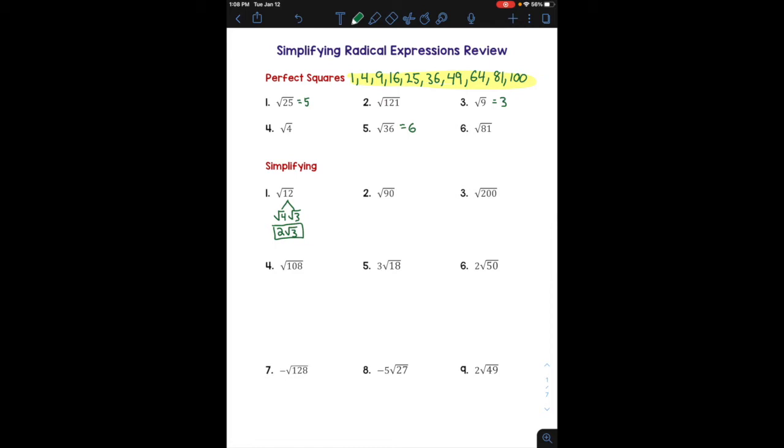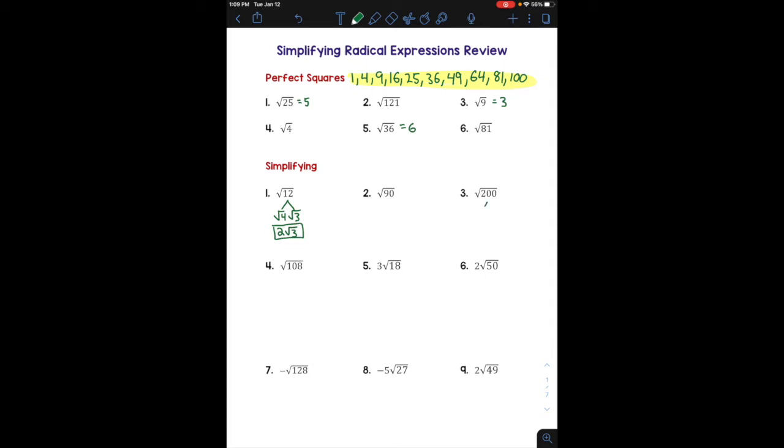Let's take a look at problem number 3. The square root of 200 is asking you what number times itself is 200. If you put this in a calculator, we're going to get a decimal, but again, for our usage, we want to keep it in radical form. We're looking for the biggest perfect square that goes into 200. Now, there are a couple of different perfect squares that go into 200, like 4 and 25, but we want to find the biggest perfect square.